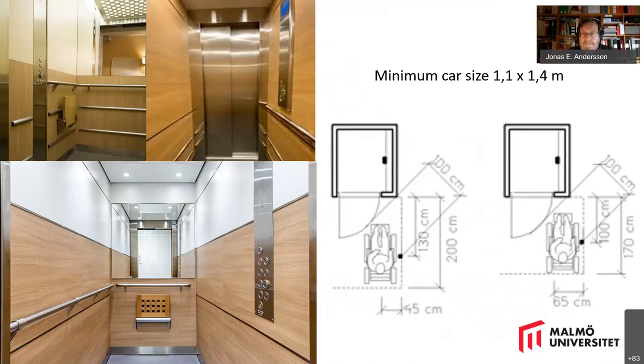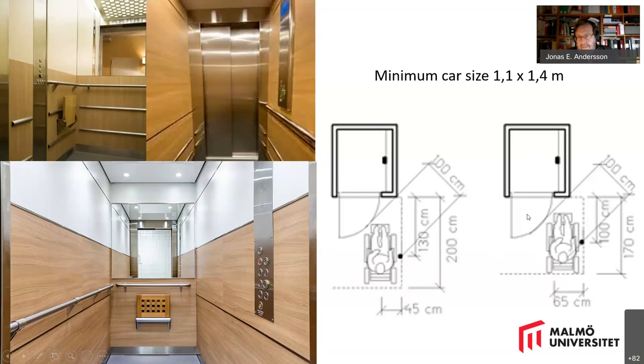And in Europe, the minimum car size is most often limited to 1.1 meter by 1.4 meters. That's the smallest car size for a wheelchair. And this also means that the elevator car has to be designed in a special way, because you enter the elevator straightforward, but you have to go out of the elevator by going backwards.